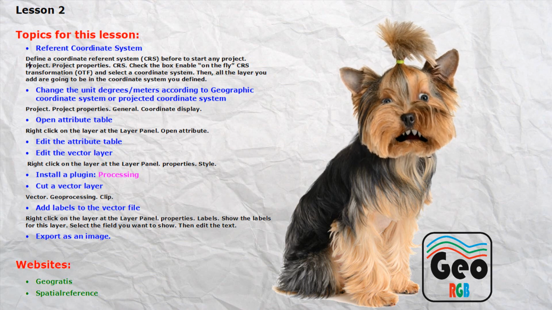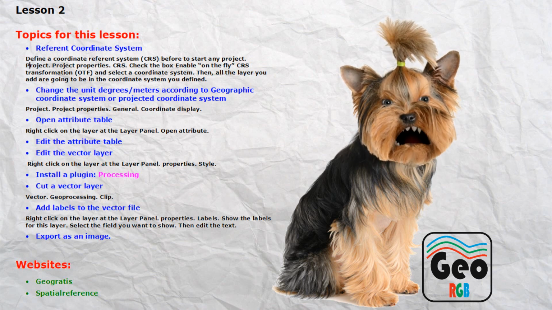Okay. Then we are going to install a plugin called Processing to make some geoprocessing with vectorial files. Then we are going to cut a vector layer with the tool Clip. And also we are going to be working with labels for vector files. And finally, we are going to export the project as an image. We are going to visit today a couple of websites. Those are going to be Geographic and Spatial Reference, related to coordinate systems. Okay, guys?